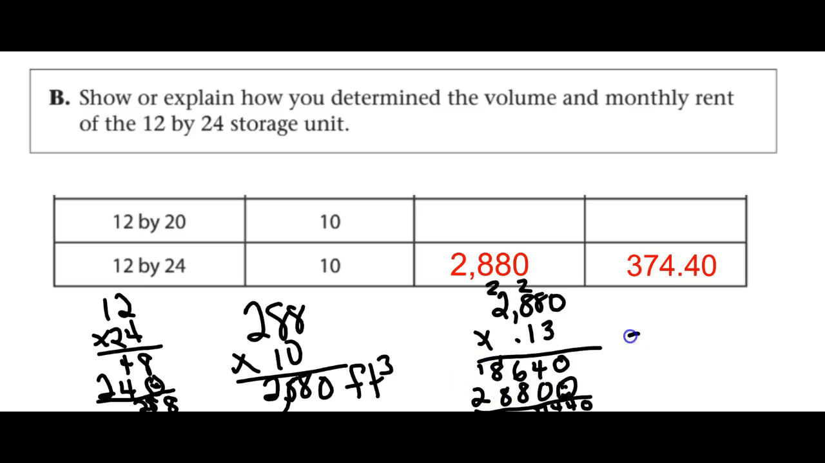There we go. We end up with 37440, and then we have 2 digits after the decimal point, which gives us our final answer of $374.40. Okay. If I were going to explain that, I would have to write out in words every step that I just showed with my work. But you have a choice there to show or explain your work.